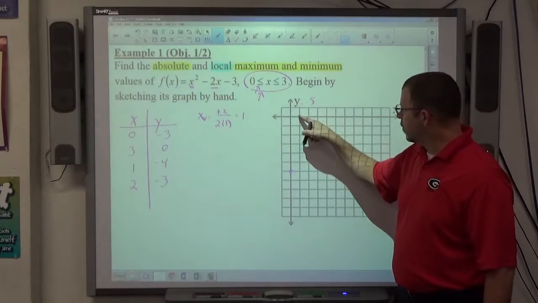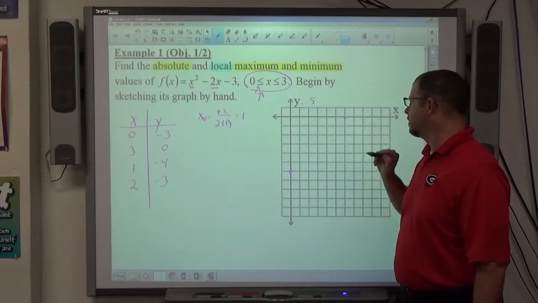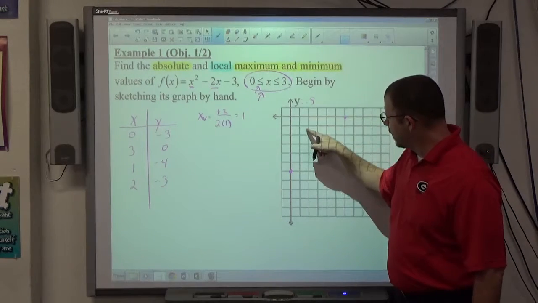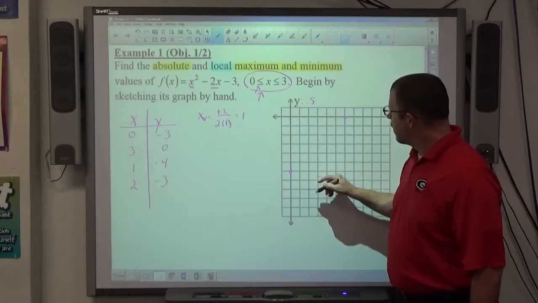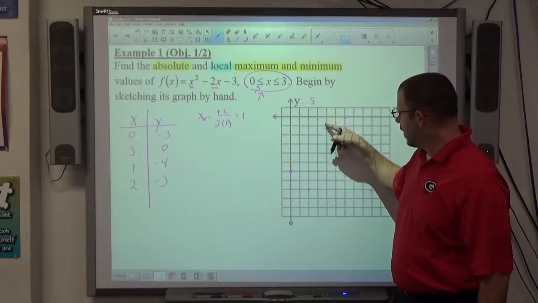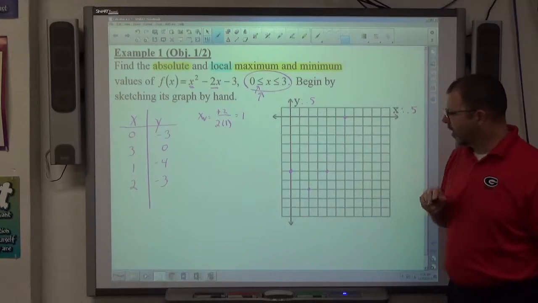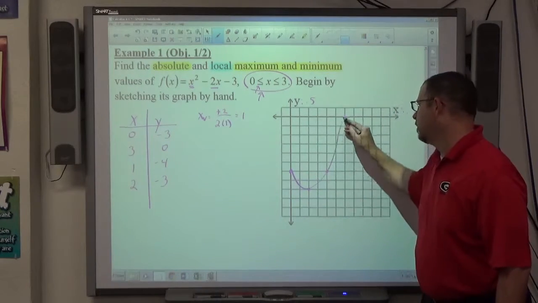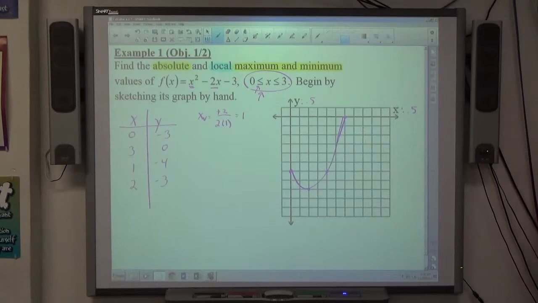(3, 0), (0.5, 1.5), (2, 0.5), (3, 0) would be right about there. (1, -4), (0.5, -3.5)... There's (-3, 0.5), (-4, 0.5). And then finally, there's (1, 1.5). And we've got to go down to -3, which we've already established is right there. And just like that, I get a very easy parabola graph to look at.